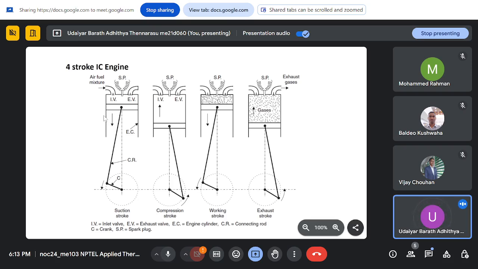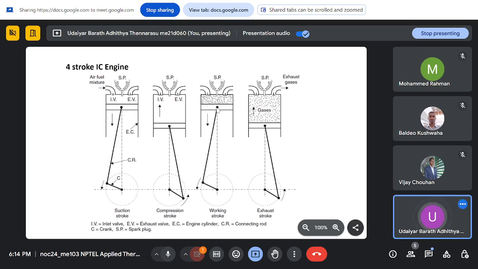Now a vacuum is created, so the valve will be open and the air fuel mixture will enter and fill the cylinder space. That is the suction stroke, and then the compression happens. Whatever fuel and air mixture is taken in, the piston now starts moving from bottom to top, and the mixture gets compressed. Once it reaches some position, the spark plug ignites and the fuel starts combusting. Due to combustion, the gas pressure increases and it pushes the piston down. This is the main process which gives you work.